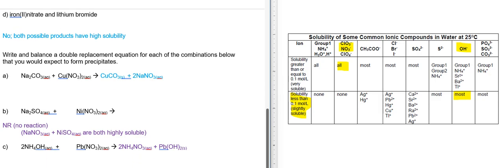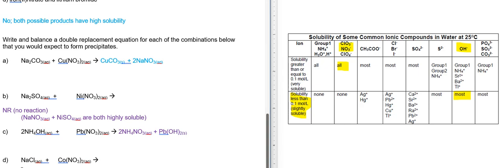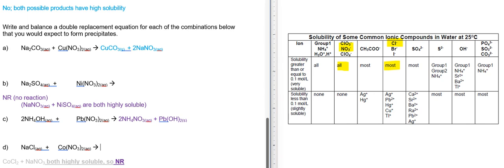One more of these prediction examples with a formula. We have sodium chloride and cobalt nitrate. So sodium nitrate, one possibility, high solubility. Cobalt chloride, so we come over here in our chloride category. Copper, you might mistake as cobalt, but it's not, it's Cu, not Co. Silver's not cobalt, neither are any of our others, so it does fall into our most category. We have high solubility for both possible products. So this one, we would end up saying no reaction.